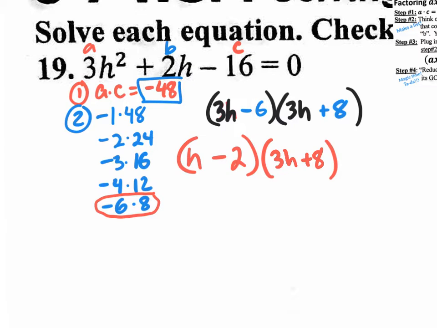All I've done so far is change this quadratic trinomial to this binomial times this binomial. That's all I've done. I still have the equals 0, so I still need to write equals 0. What was the purpose of me factoring? So I could get something times something equals 0.